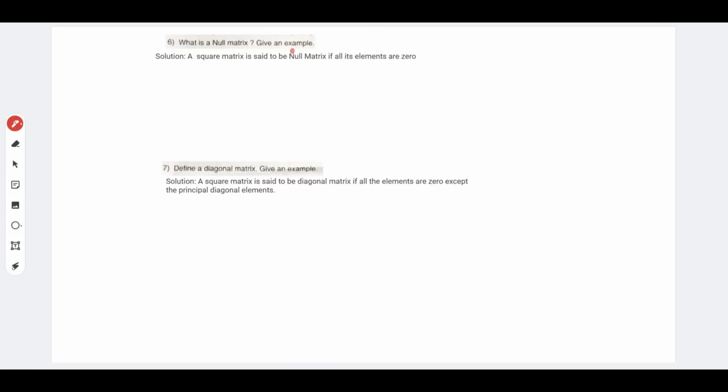What is a null matrix? Give an example. A square matrix is said to be a null matrix if all its elements are 0. Square matrix means the number of rows should be equal to the number of columns. So here I am drawing. Here we have 1 row, 2 rows, 3 rows. So rows are 3.